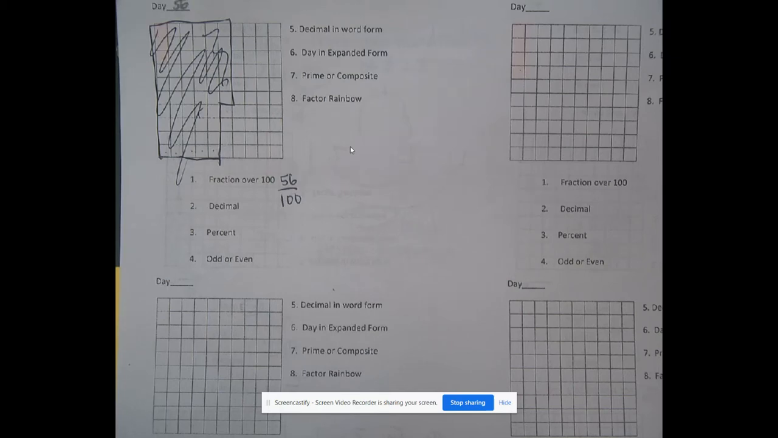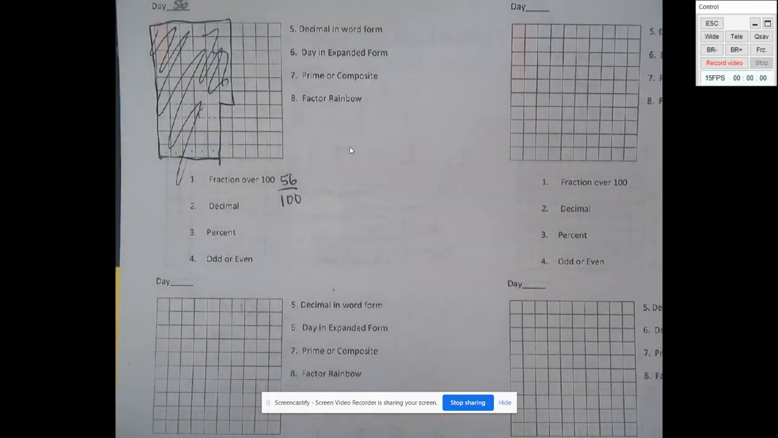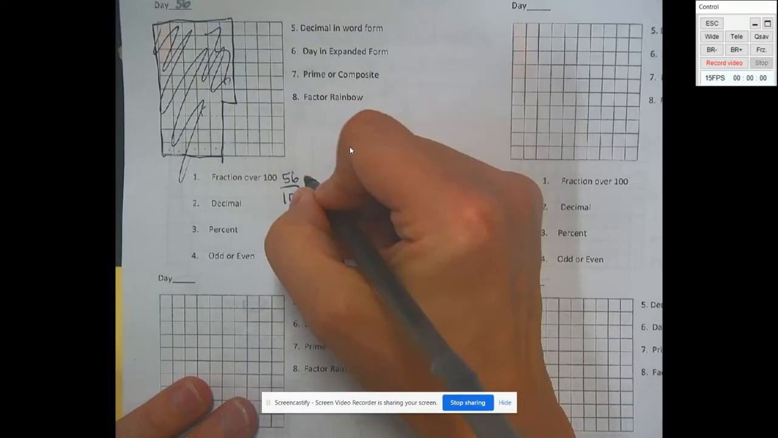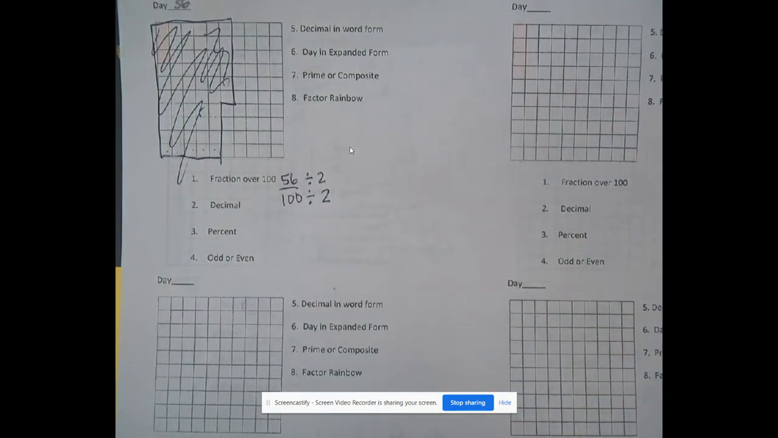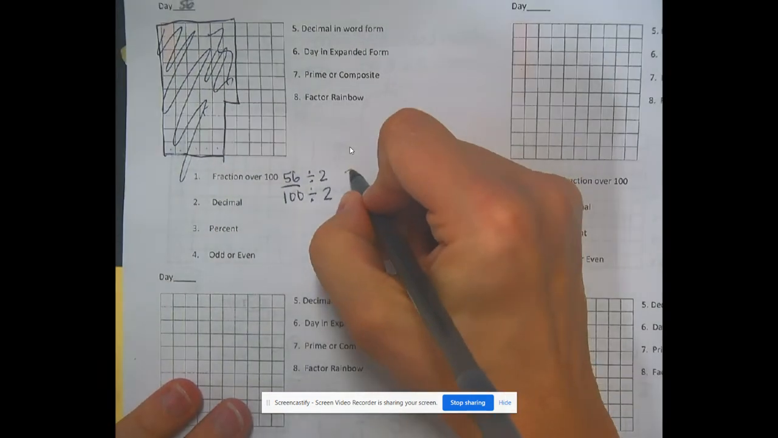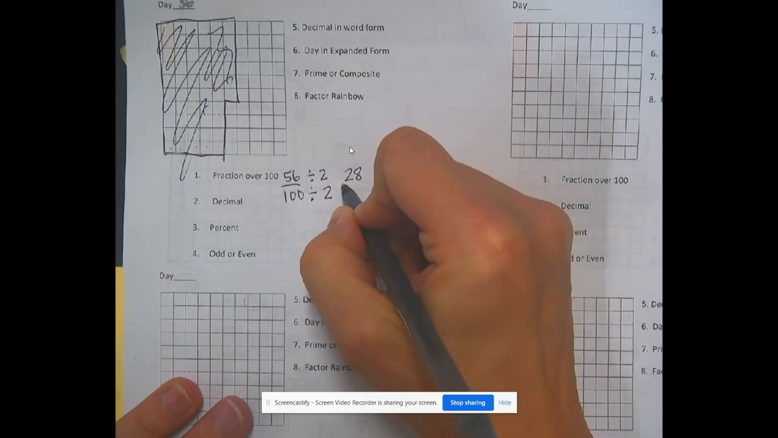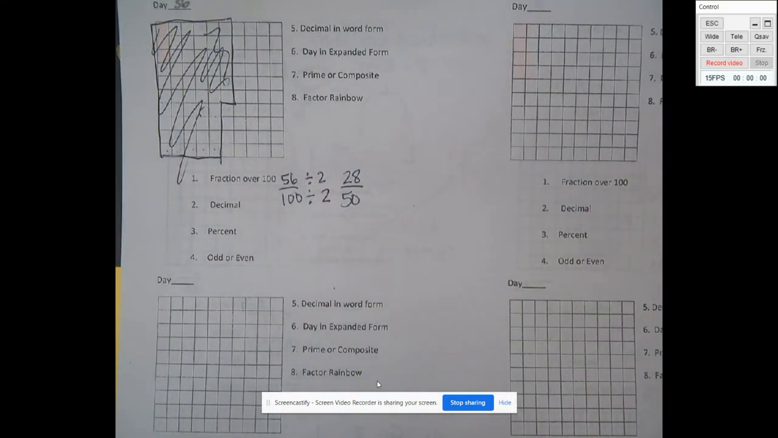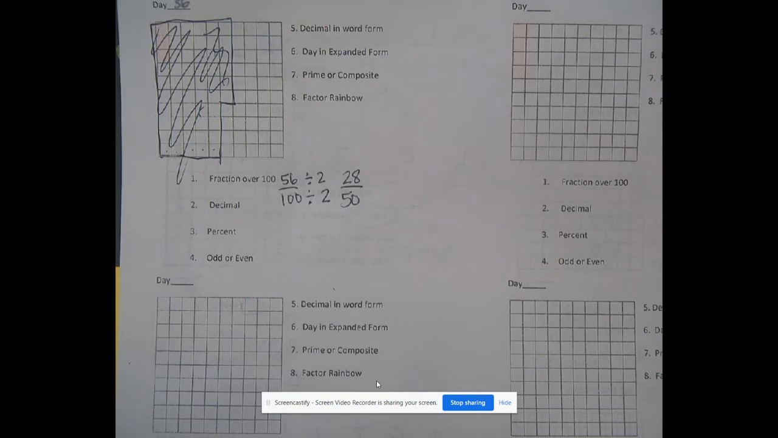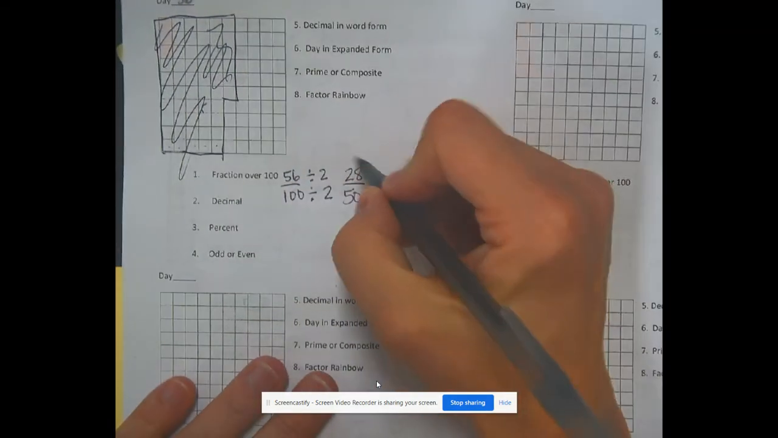Because they're both even numbers, so both can be divided by 2. So 56 divided by 2, find out. 28 and 100 divided by 2. Oh, is that in simplest form? Oh, they're still both even, so we didn't find the greatest common factor, did we? Okay, what can they both be divided by? 2 again.